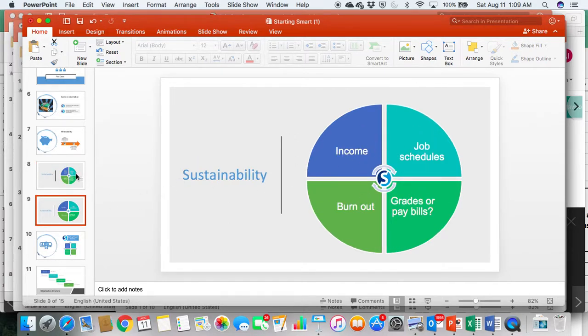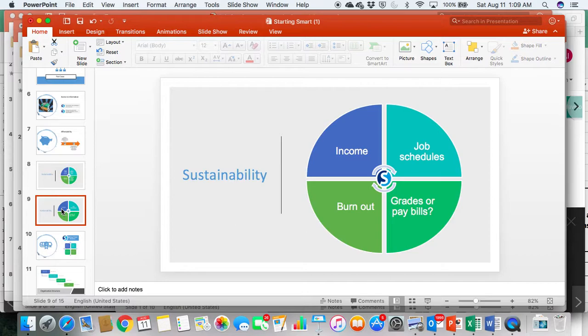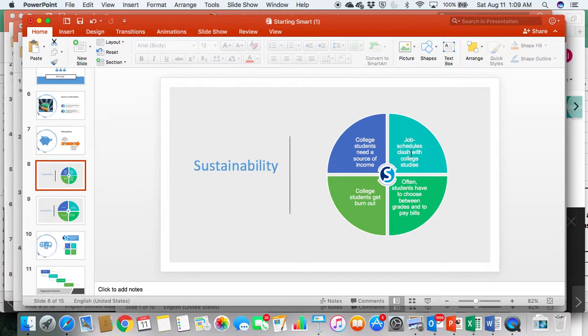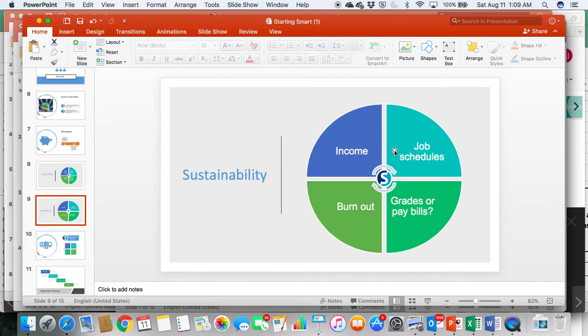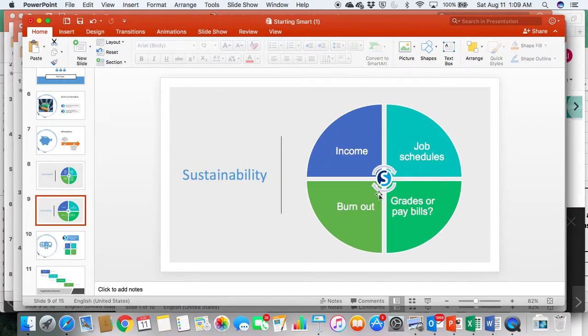But what I did also, if you notice, is that you want to basically own as much of the presentation as you can. So here, do you really need "college students need a source of income"? Why not just write income, but then speak to it? "Job schedules clash with college studies." How about just writing job schedules and then speaking to it? "College students get burnout," so I changed this to burnout.